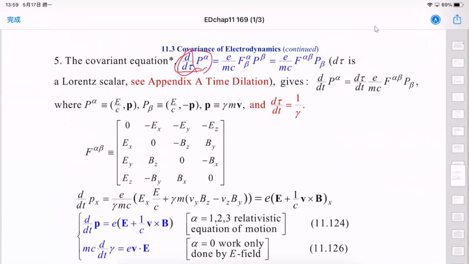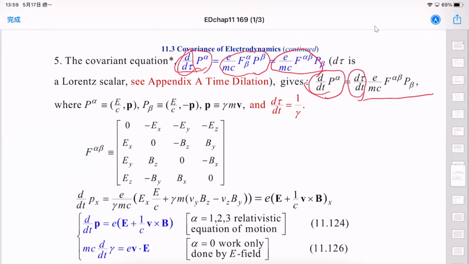Newton's law. No, it's a 4-vector. And momentum comes from, the tau comes from here. How to derive this equation? We can derive this equation through time dilation for momentum. Okay? And tau is the Lorentz scalar. Appendix A, time dilation. That's the regular equation. So it's different here. F alpha beta, momentum.